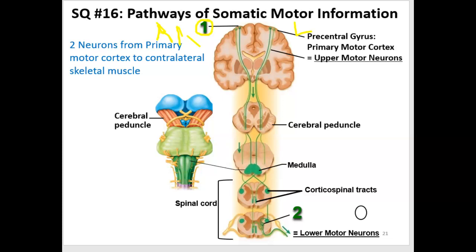Here is the cell body in the precentral gyrus of the primary motor cortex. This is its axon traveling inferiorly, going past and through the cerebral peduncles, through the medulla pyramids, where crossing happens. So this axon crosses over in the spinal cord, and now it's on the left side. So the motor information started on the right side, but it's going to end up on the left side. And so it continues down the spinal cord in the white matter. That's what's important because it's an axon. It's traveling in white matter.